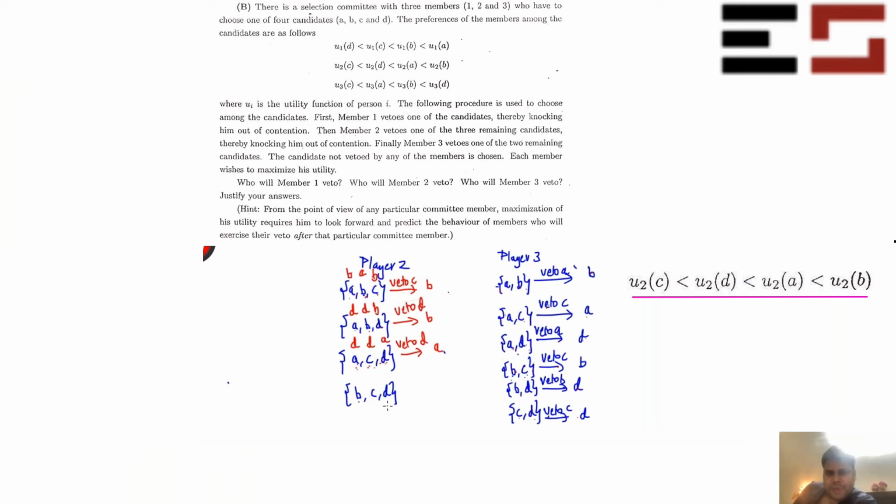So let's do the same thing over here quickly. If B, then CD are left, and D will be chosen. If C, then BD are left, and D will be chosen. If D, then B and C are left, and B will be chosen. And then between B and D, player 2 prefers B, so he's going to veto D. And the outcome is B.